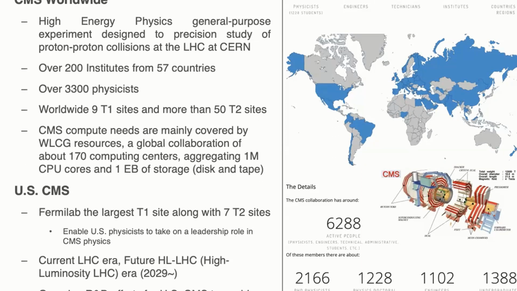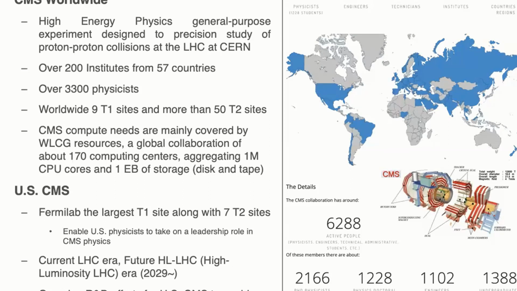If I talk about US CMS, Fermilab is one of the largest tier 1 centers for the CMS experiment, holding more than 40% of the CMS data in the US. Along with the tier 1, we also have 7 tier 2 sites. The purpose of US CMS is to enable physicists to take advantage of, and take a leadership role in, CMS physics.